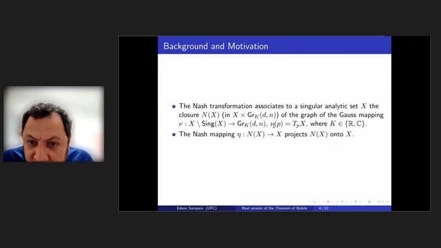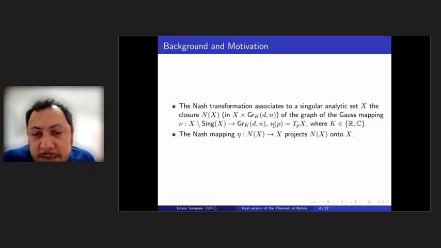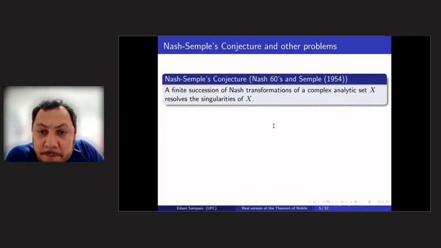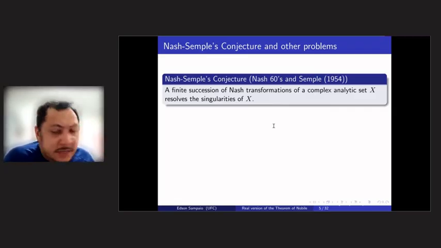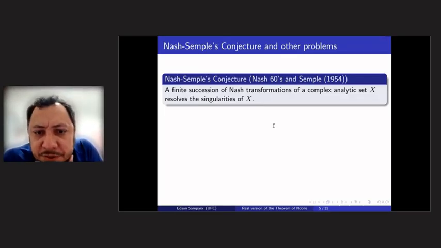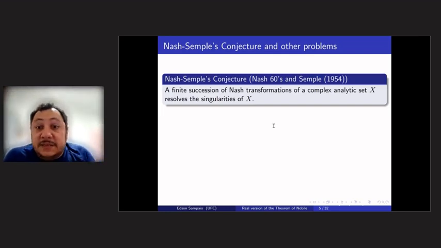And there are some important problems related to this tool that I arrived at on this subject, knowing this problem that I will talk about now. The main problem, in my opinion, is the Nash-Sampaio conjecture. In the past this was known as the Nash conjecture, but nowadays, after they found the paper of Sampaio in 1954, I think it's better to call it the Nash-Sampaio conjecture. The problem asks whether, after a finite succession of Nash transformations of a complex analytic set X, this resolves the singularities of X.